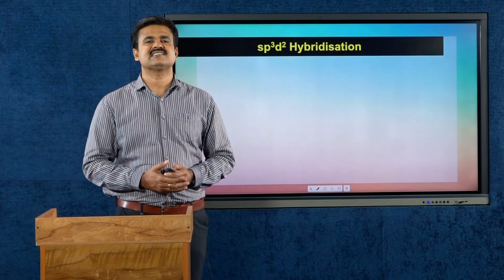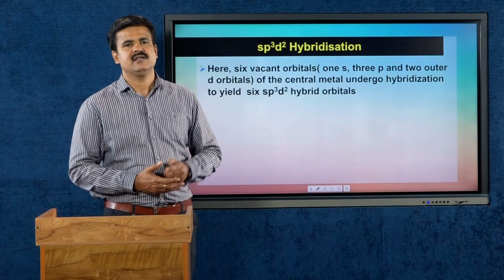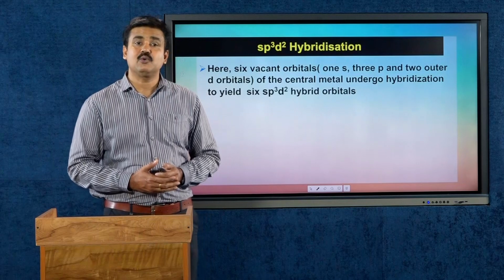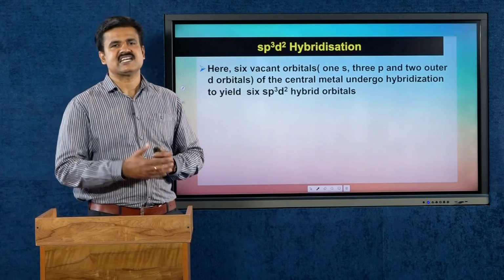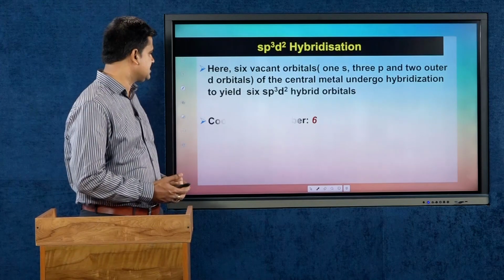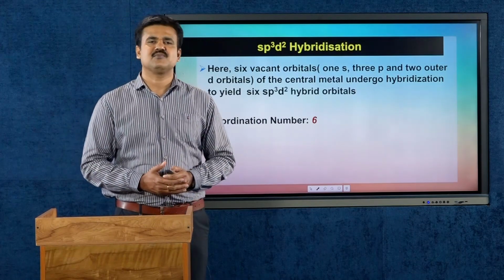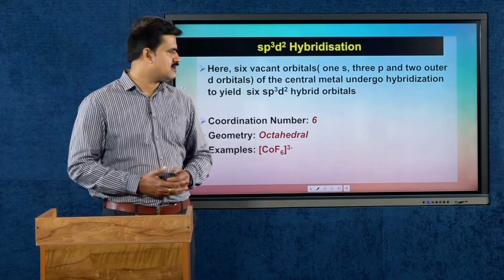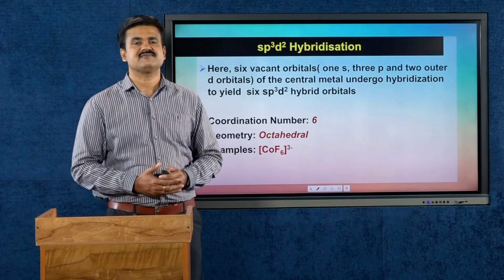Now another hybridization is sp3d2 hybridization. Here 6 vacant orbitals, 1 s orbital, 3 p orbitals and 2 outer d orbitals of the central metal, undergo hybridization to yield 6 sp3d2 hybrid orbitals. The coordination number of such a molecule is equal to 6 and the geometry is octahedral. A typical example is shown here, that is CoF6 3-.